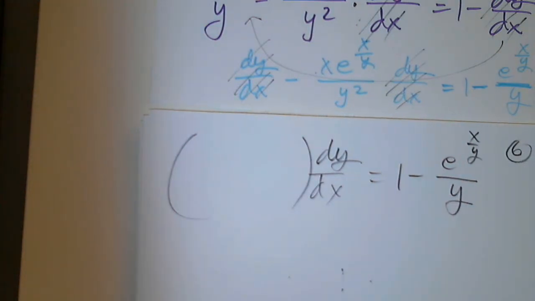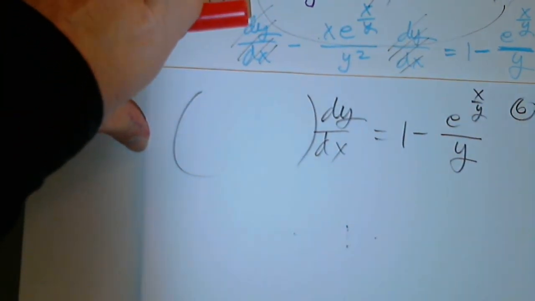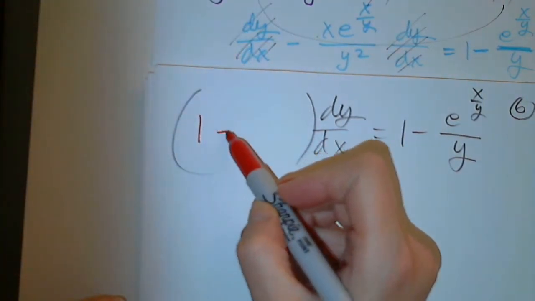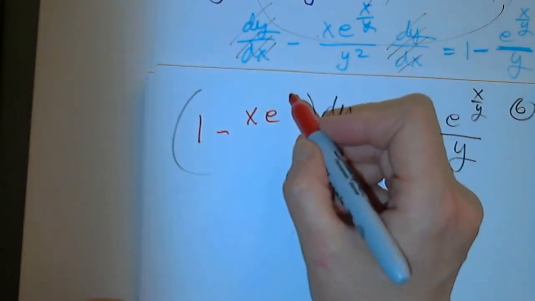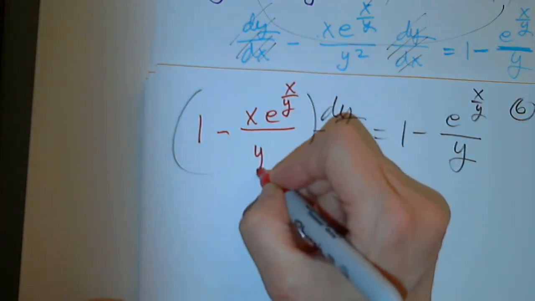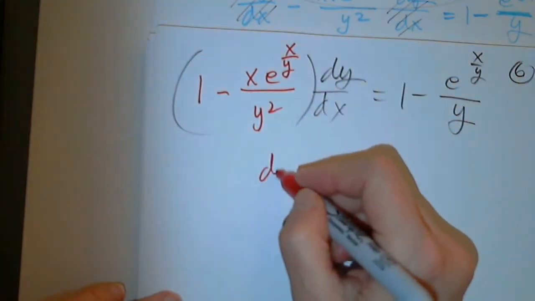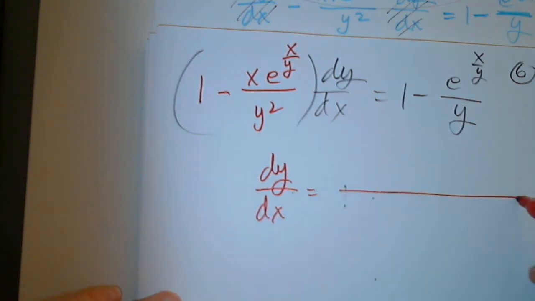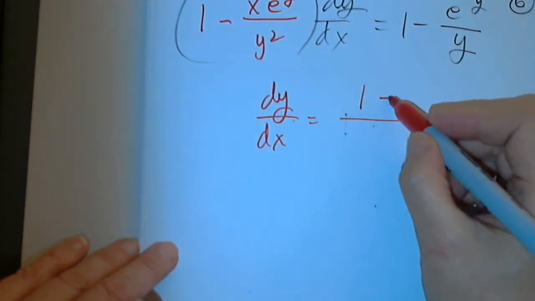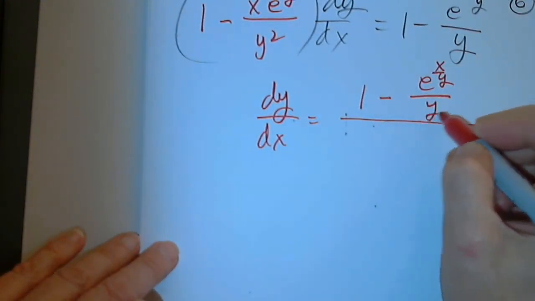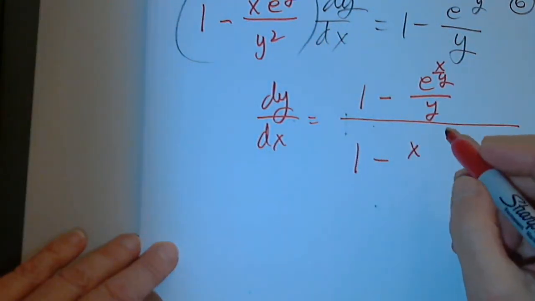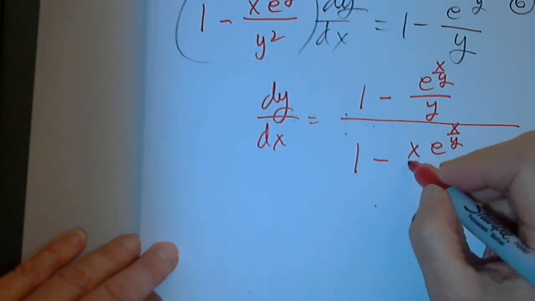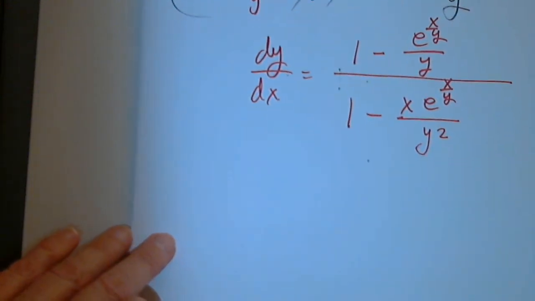Can anyone tell us what is left in parentheses on the left-hand side? Very good. X, yes, that's fine. Excellent. Yes. And finally, we have dy over dx. The numerator is, and the denominator is. And no, I'm not going to do anything to it. I refuse. I'm on strike.